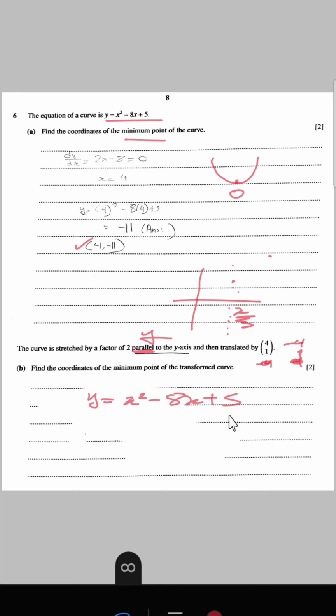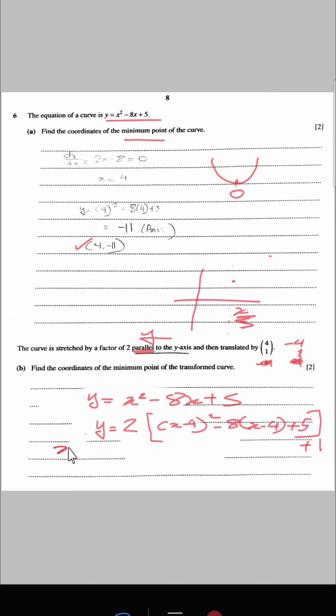So our initial equation is this: after the stretch of y, that means y stretched by 2, we multiply this equation by 2, and x is translated by 4, that is negative 4, so x minus 4 squared minus 8 times x minus 4 plus 5, and after all the y value is translated by 1, that is we have to add 1.